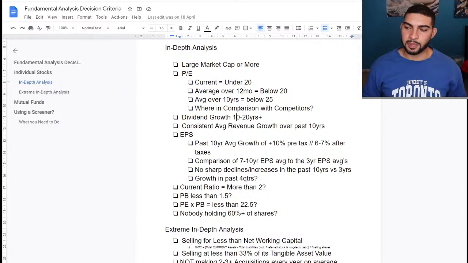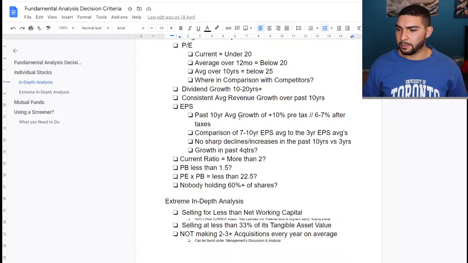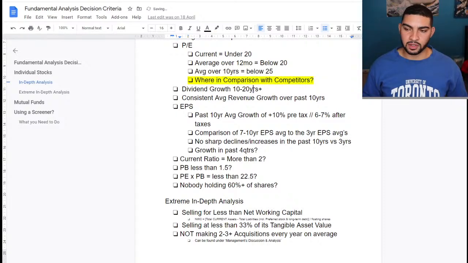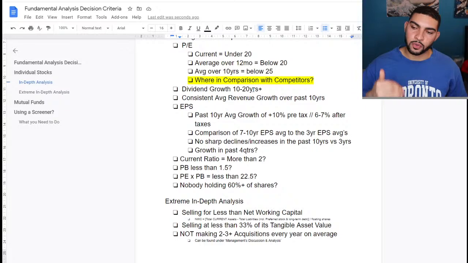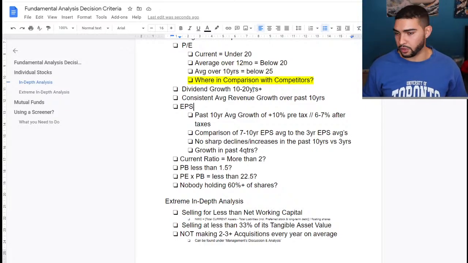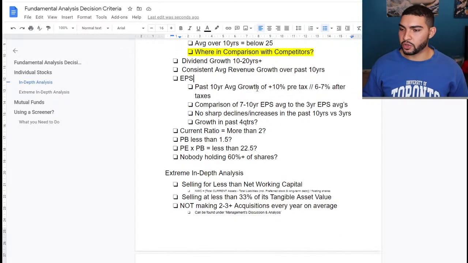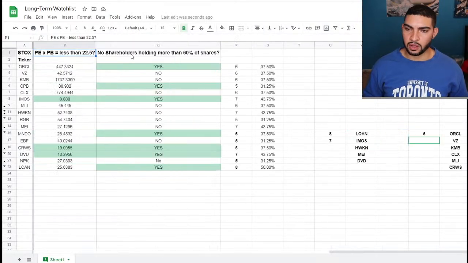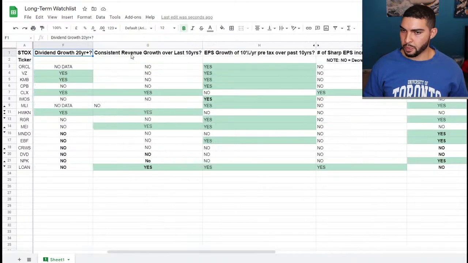Where is it in comparison with its competitors? This is not really something that we'll look into because it's not really in-depth. We're not comparing a bunch of different stocks. So not really going to look into that right now, but I will highlight it just as an indicator that it is something we haven't looked at yet. Dividend growth of more than 10 to 20 years, we've already looked at that. Consistent average revenue growth over the past 10 years, I'm pretty sure we've looked at that as well. Let me just double check. Revenue.